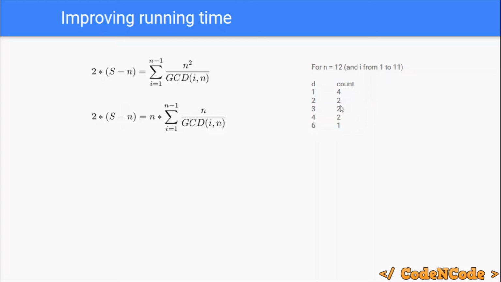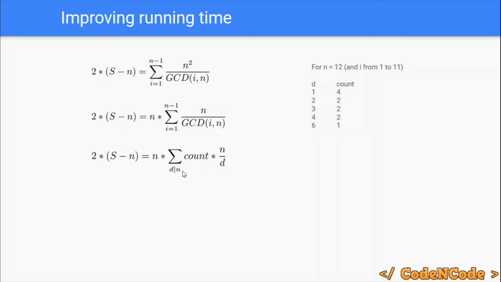Now there are 2 numbers which have GCD 2. There are 2 numbers which have GCD 3. There are 2 numbers which have GCD 4, and there is 1 number which has GCD 6. Now instead of running a loop from 1 to n minus 1, what I can do, since GCD is only going to be a divisor of n, is run a loop over the divisors of n instead of running from 1 to n minus 1.